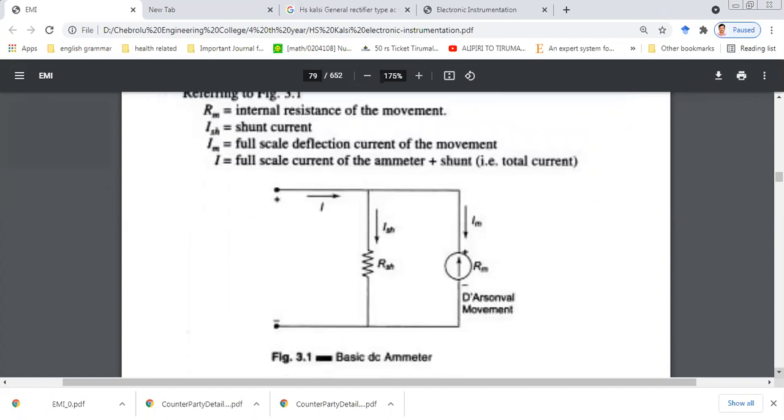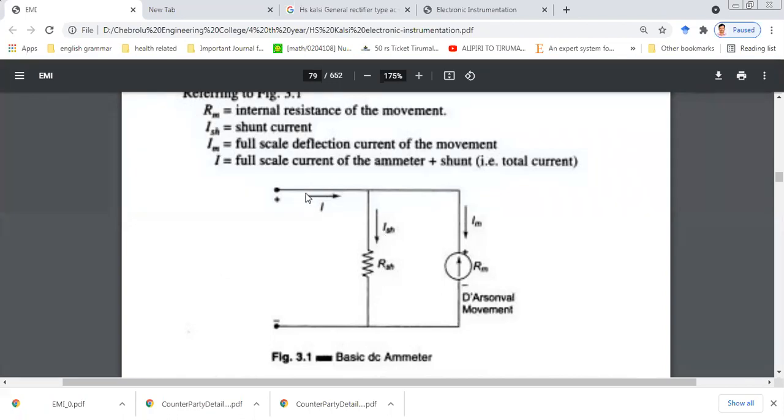In this case also we have to calculate the value of the shunt resistance. How much value should be connected in parallel with the meter without affecting the meter deflection? Here RSH is the shunt resistance, RM is the internal resistance, IM is the full scale deflection current of the movement, and ISH is the shunt current. The current flowing through the shunt resistance is known as the shunt current.